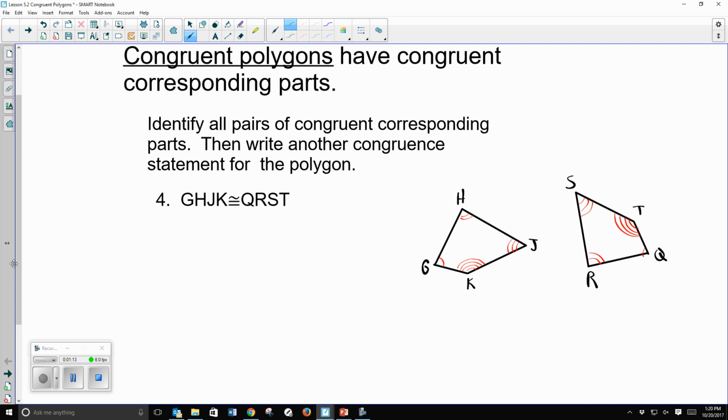Okay, so if I wanted to name all of the corresponding angles, and I didn't have the figure to look at, I could look at this statement and match up the angles. Angle G, let's write this in red. Angle G is congruent to which angle? Well, you can look at the figure and it would be Q, or you could look at the statement and it would be Q. It's in the same location.